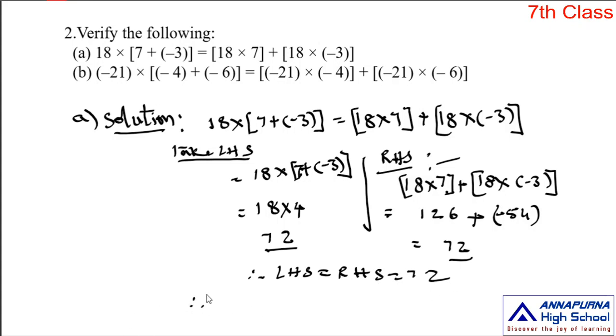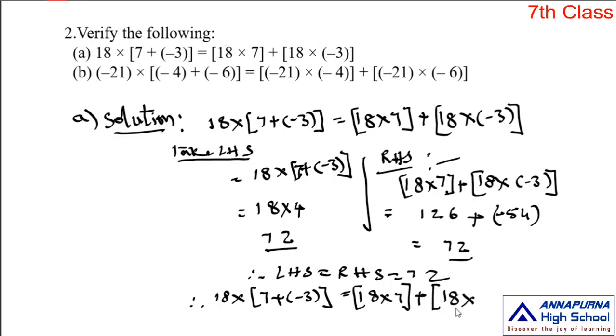Therefore 18 into 7 plus of minus 3 is equal to 18 into 7 plus 18 into minus 3, which is equal to 72. So this is the A bit.